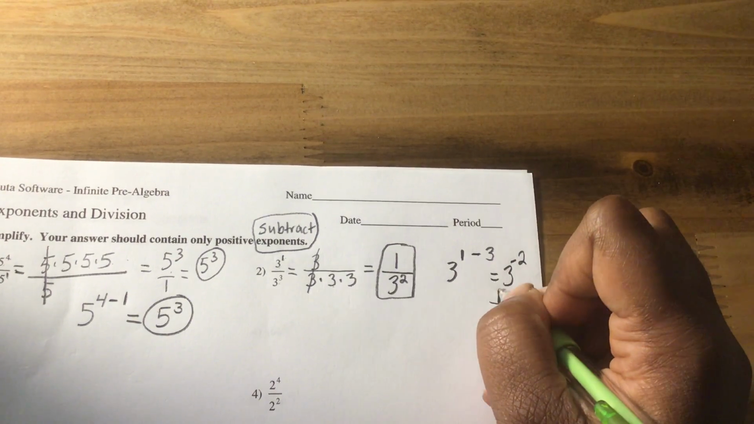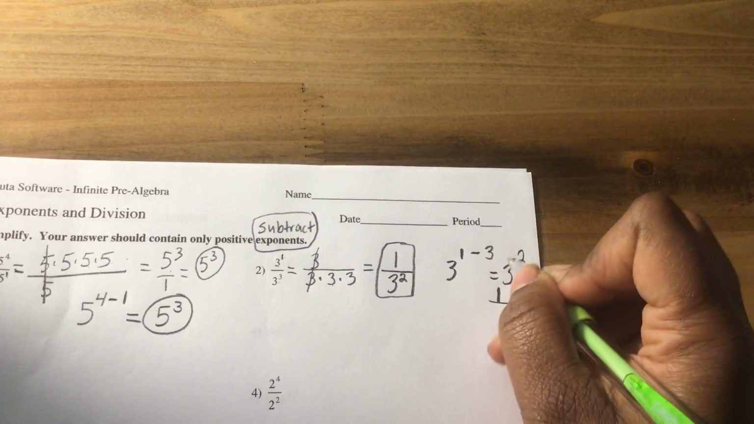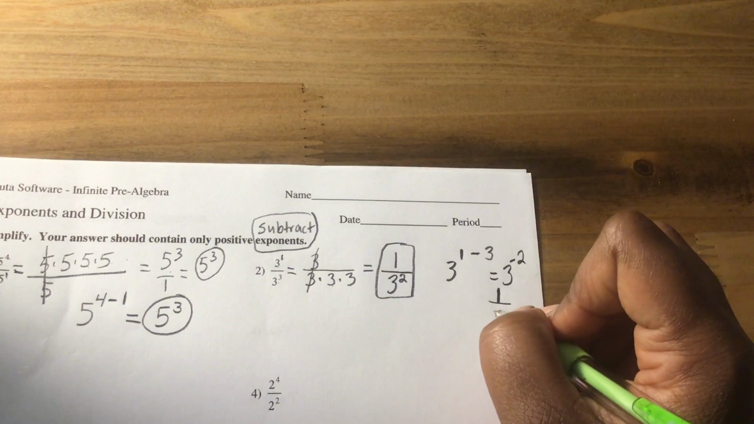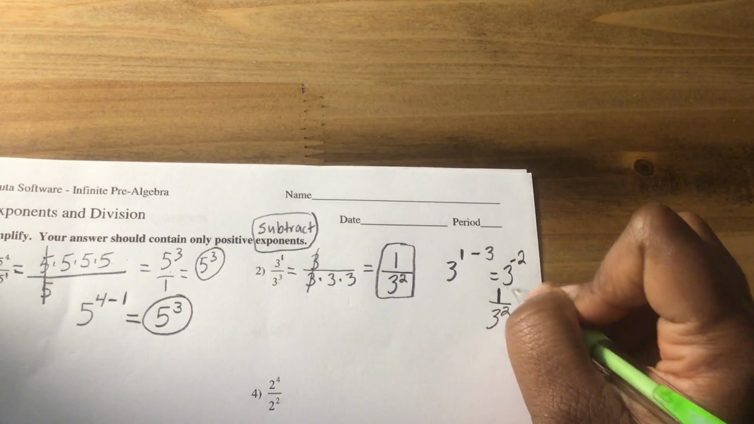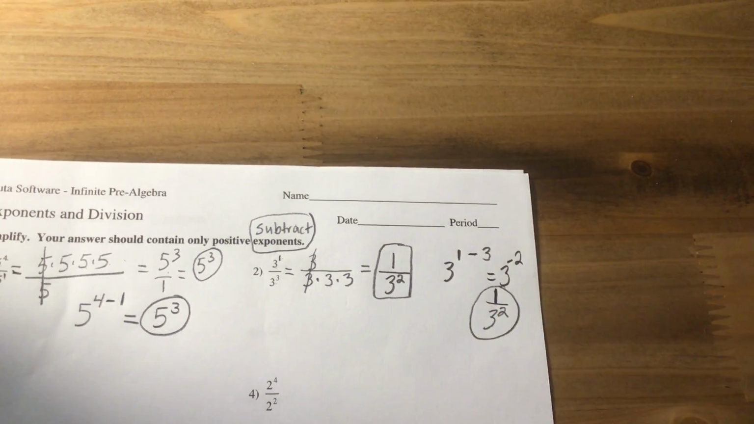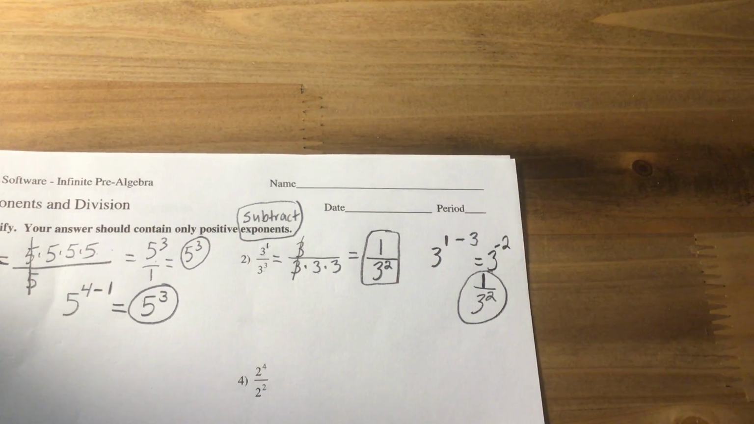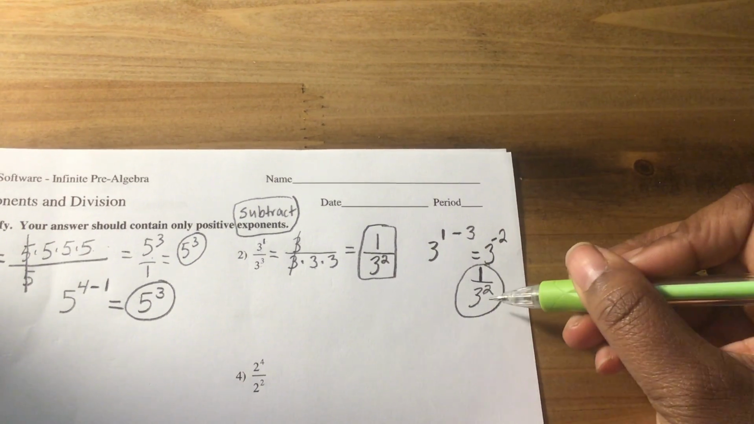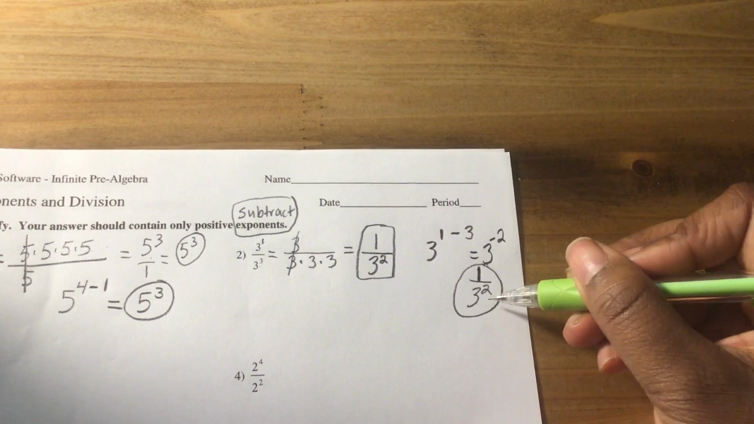1 is going to be your numerator. And when you move this exponent base down to the bottom, the exponent then becomes positive. So that's going to be your answer. And that's what you do when you have a negative exponent. You just simply write it like this.